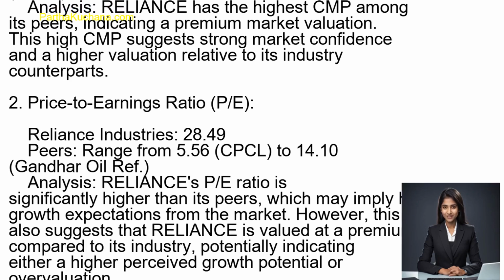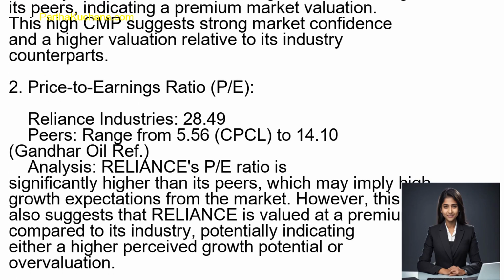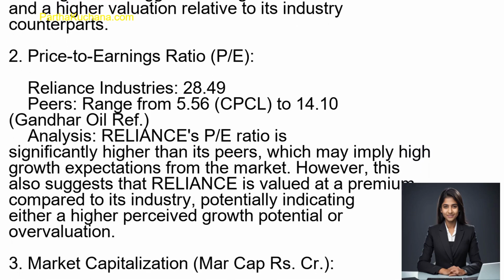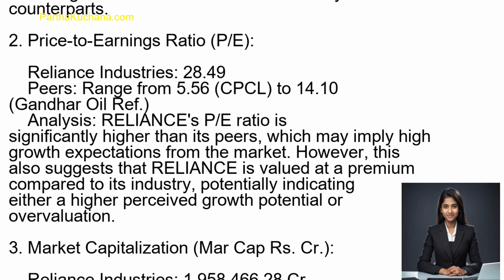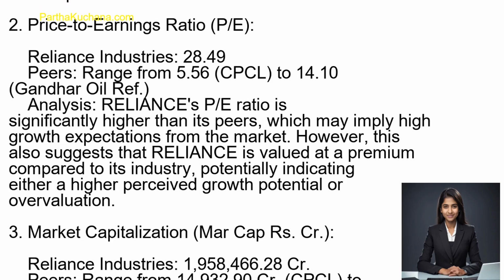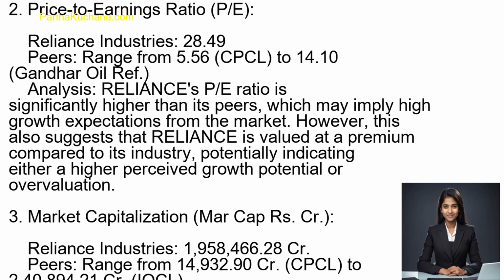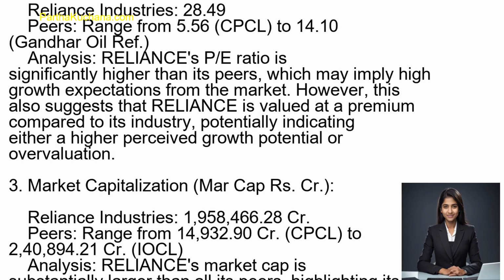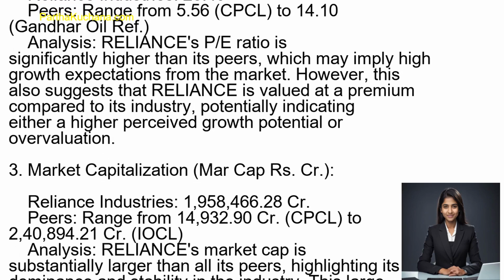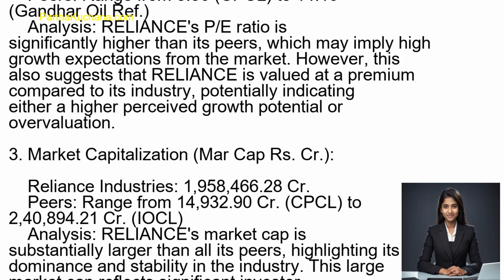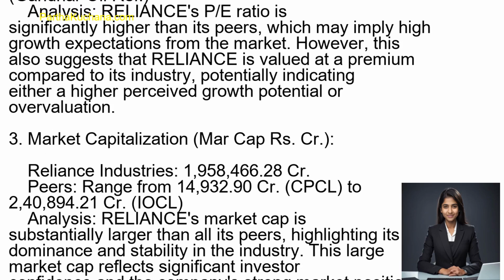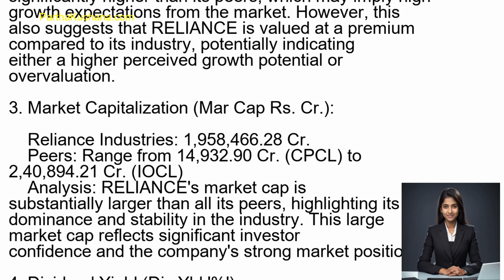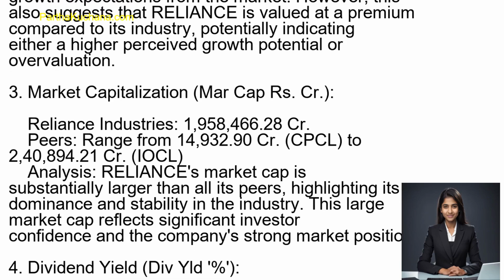Comparative analysis of Reliance with peers. 1. Current market price, CMP. Reliance Industries, 2,894 rupees and 65 paise. Peers range from 170 rupees and 59 paise, IOCL, to 935 rupees and 65 paise, CPCL. Analysis: Reliance has the highest CMP among its peers, indicating a premium market valuation. This high CMP suggests strong market confidence and a higher valuation relative to its industry counterparts.